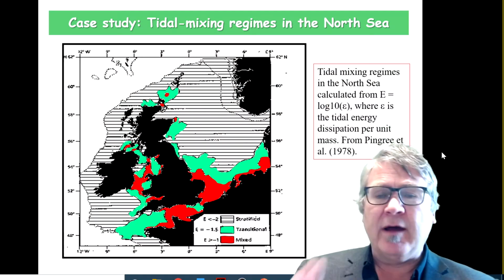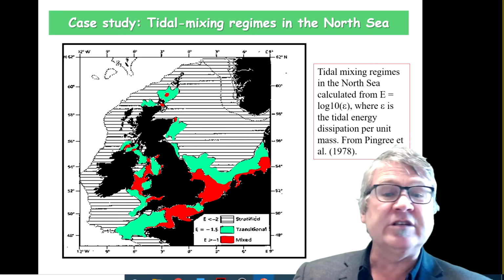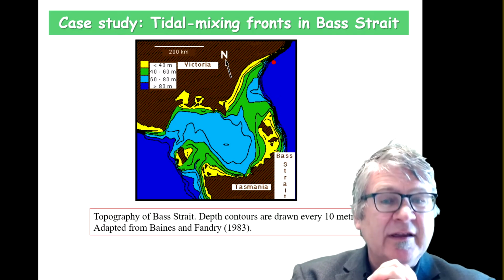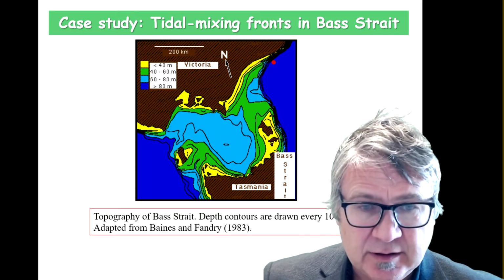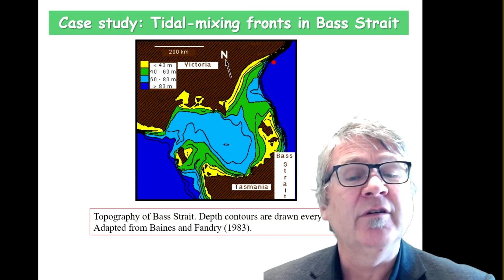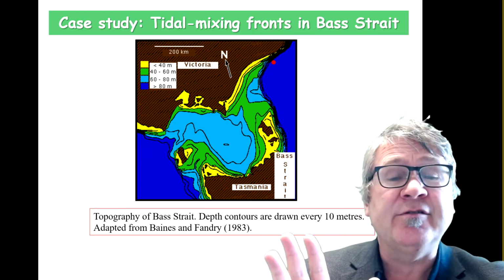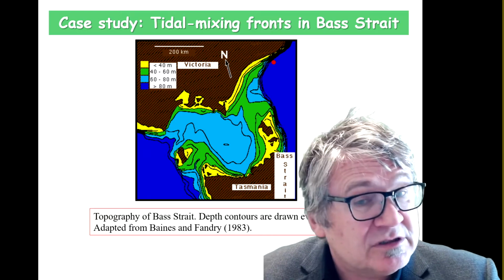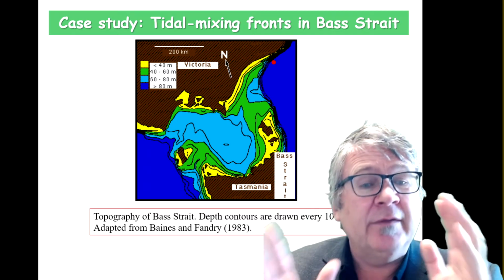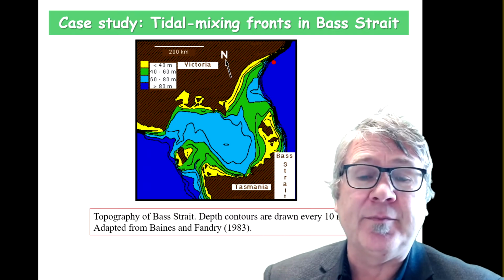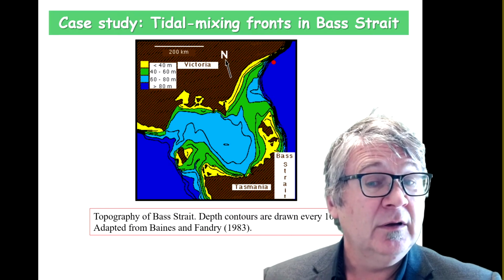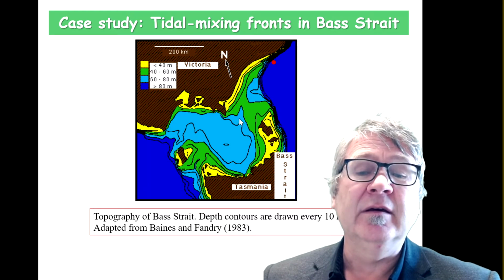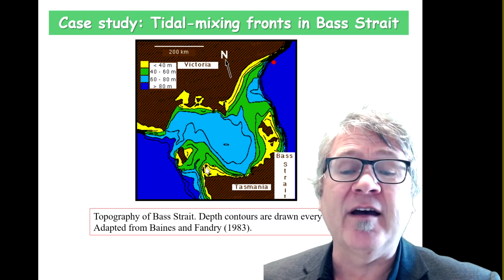Just another local example, which has been studied in the past, is Bass Strait, which produces tidal mixing fronts on either side of the entrances. Bass Strait is a strait, not semi-enclosed, open on both sides. This one shows you the water depth: 60 to 80 meters in the center. It's a slightly deeper basin, but shallower on both sides.